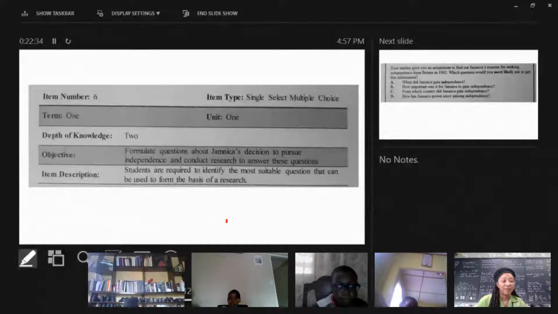Item 6. The objective is to formulate questions about Jamaica's decision to pursue independence and conduct research to answer these questions. Students are required to identify the most suitable question that can be used to form the basis of a research.